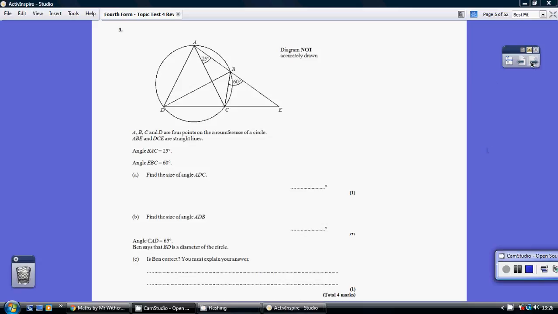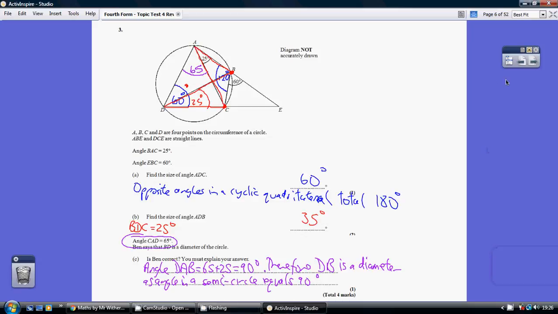Question three. Find the size of angle ADC. So this angle ADC. So we're really going to be focusing on the cyclic quad ABCD here.